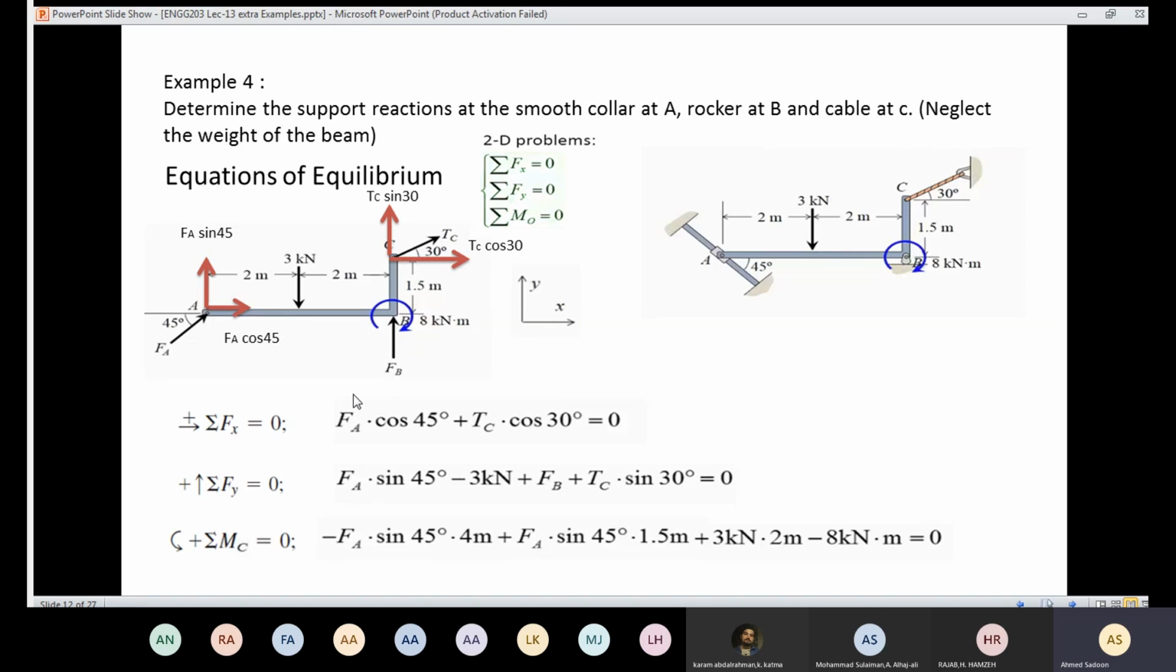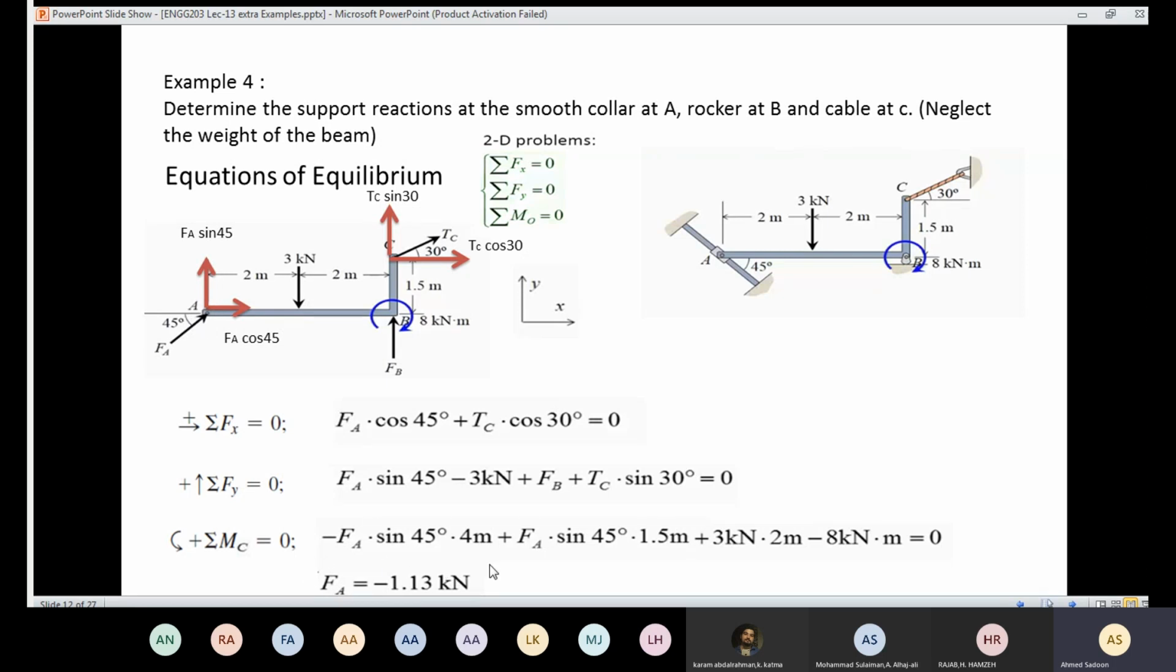It's already a moment. Also, some students include the couple moment inside the other equations. This is a moment. It cannot be included here or here. So please take care of that. Since the direction is clockwise, it's going to be negative. And the summation of all of these moments should be 0, because the system is in equilibrium. Now I have only one unknown, which is FA. I have one equation, one unknown, so easily I can get FA. FA came out to be minus 1.313 kilonewton. That means the real direction is opposite to the one which is assumed here.